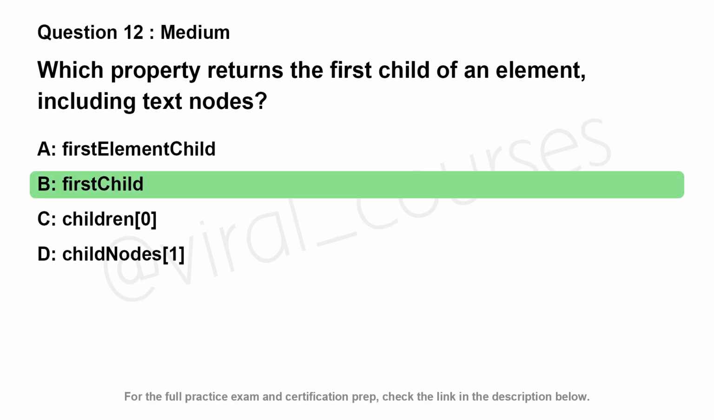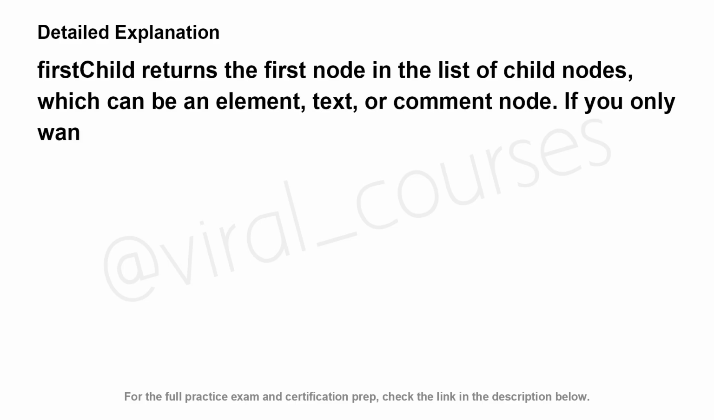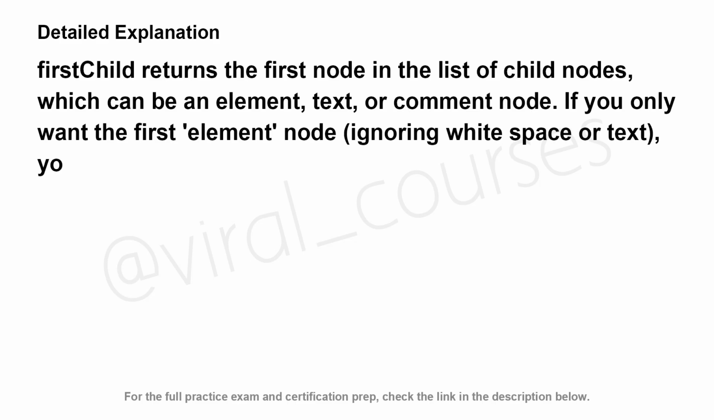The correct answer is B. firstChild returns the first node in the list of child nodes, which can be an element, text, or comment node. If you only want the first element node, ignoring white space or text, you should use firstElementChild.